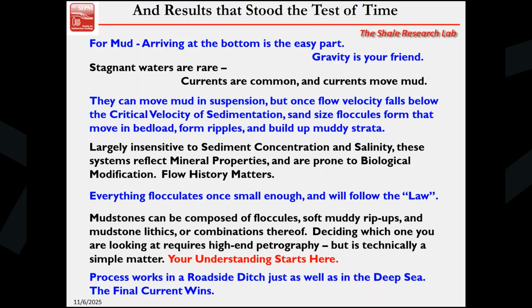For sure, and when flow velocity falls below the critical velocity of sedimentation or the shear stresses associated with that, you get sand-sized floccules that move in bed load, they form ripples and build up muddy strata. And the cool thing about it is that this is basically water depth independent, okay?